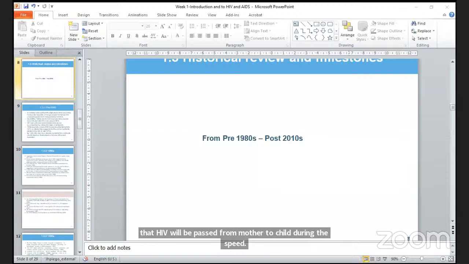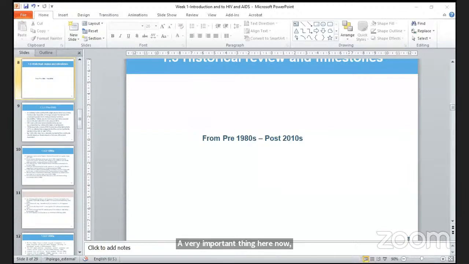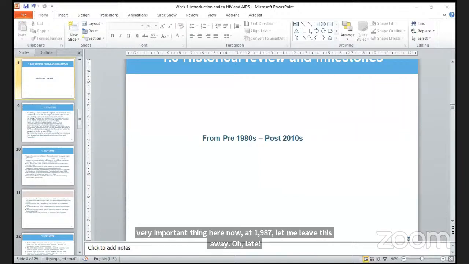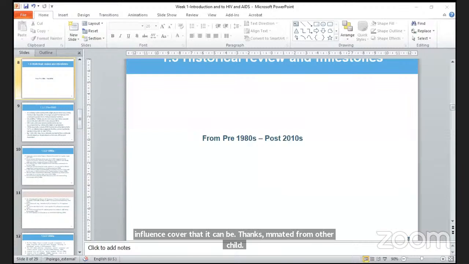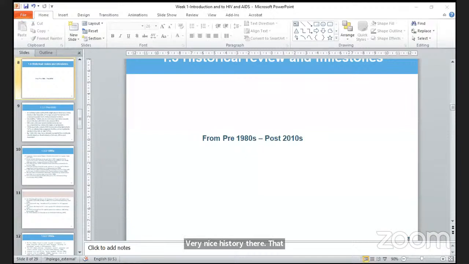As of late 1987, only then was the discovery made that the virus can be transmitted from mother to child through breastfeeding, not through the cuts during delivery, not through the contact of blood during delivery, but during breastfeeding. That's when it was discovered that it can be transmitted from mother to child. Very nice history there. That was in 1987 by the World Health Organization.